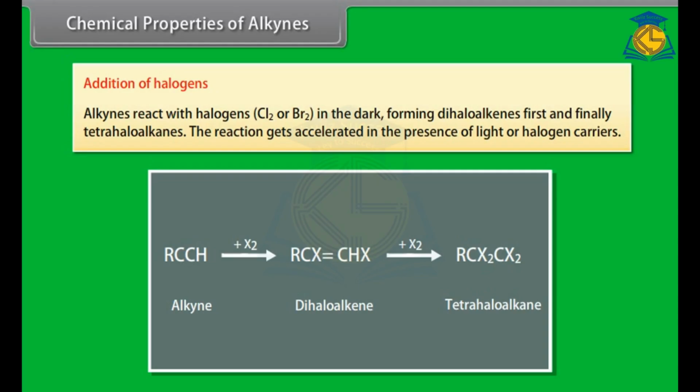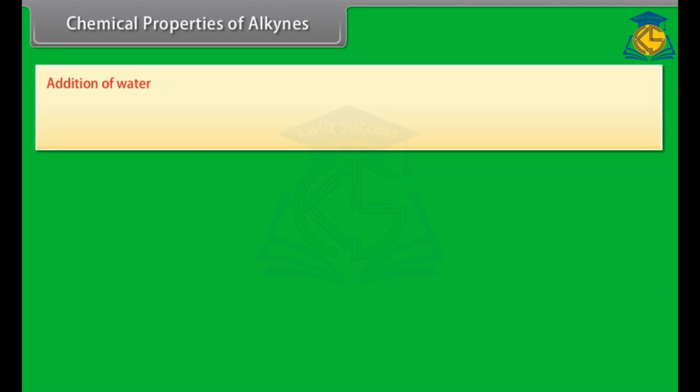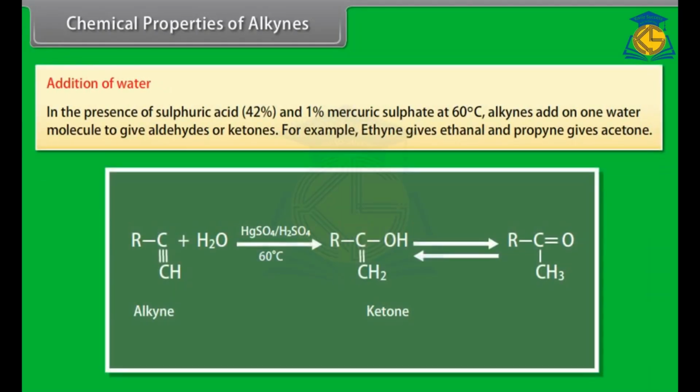The reaction gets accelerated in the presence of light or halogen carriers. Addition of water. In the presence of sulfuric acid, 42%, and 1% mercuric sulfate at 60 degrees centigrade, alkynes add on one water molecule to give aldehydes or ketones. For example, ethyne gives ethanal and propyne gives acetone.